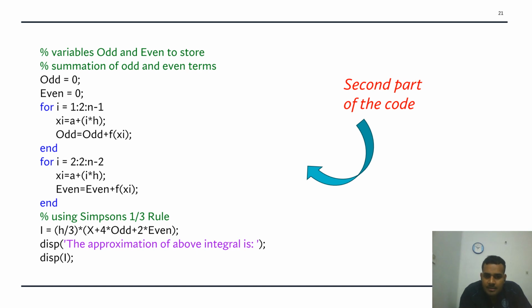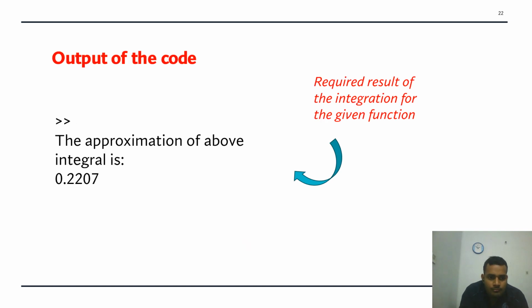Now in the second part of the code, we will define odd and even variables to store the summation of odd and even terms. And using the for loop, we will fill the odd and even variables for the desired results. Now finally, using Simpson's one-third formula, we will store the values in I and finally display the result using the disp function. So now we will move to the final result, or you can say the required result of the integration for the given function.